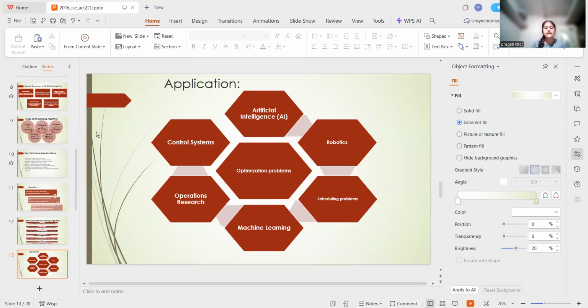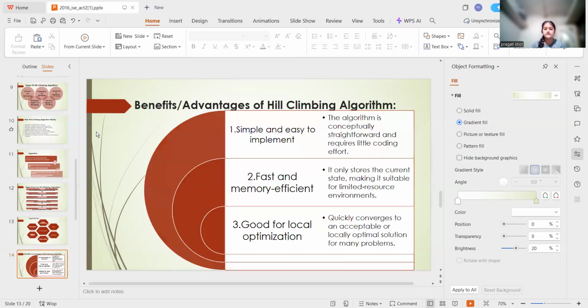The next slide is applications. There are many applications: artificial intelligence, robotics, scheduling problems, machine learning, optimization research, control systems, and optimization problems. So these are many applications. Next are the benefits and advantages of the hill climbing algorithm.